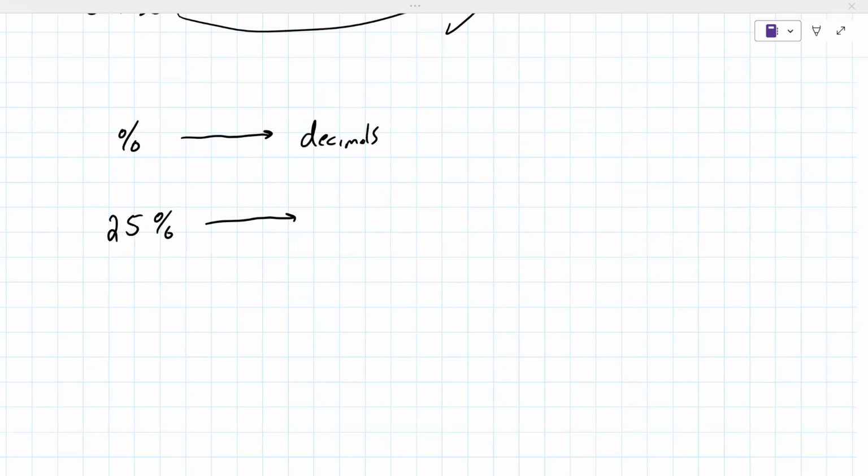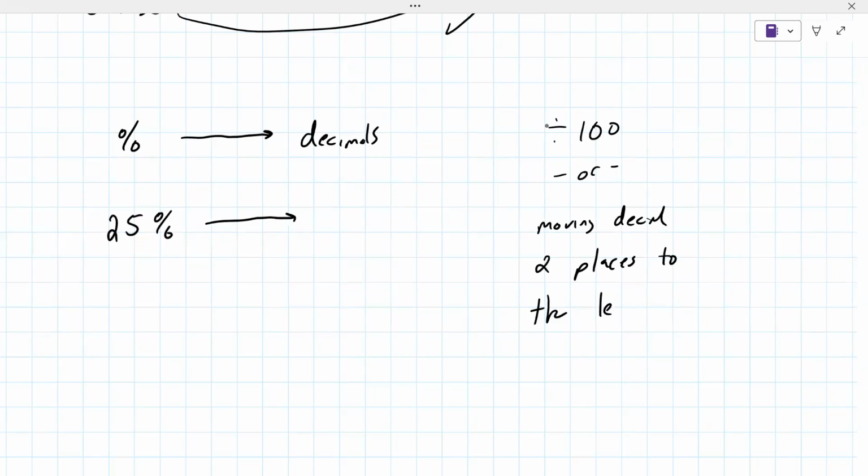I forgot it. Okay, so there's two ways to think of it. The first is you're either dividing by 100 or you're moving the decimal two places to the left. So the decimal is right there. What would the decimal equivalent be?